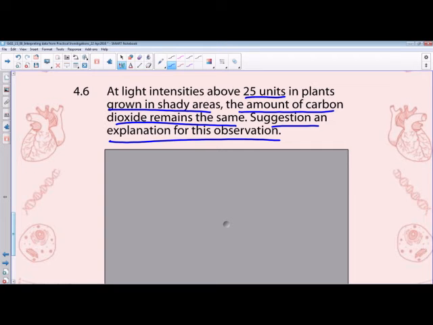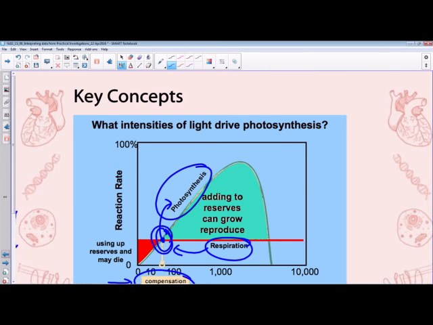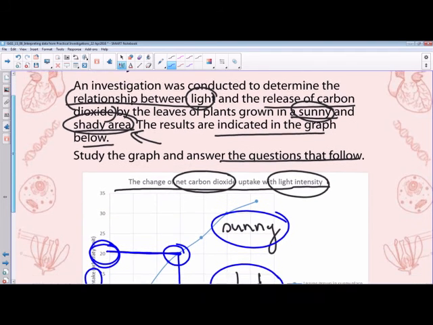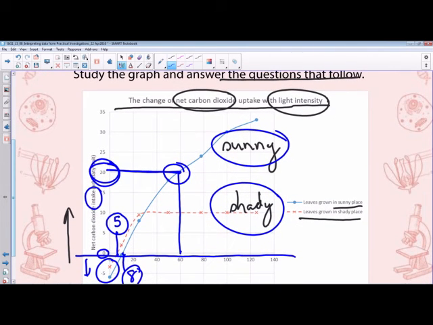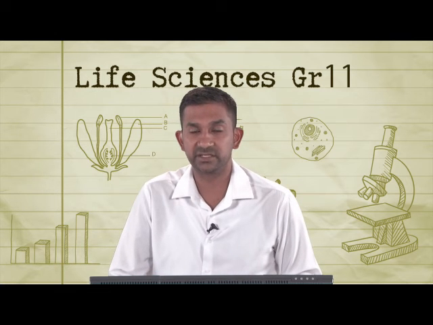So I'm going to go back to the question again and then to the graph. At what light intensity above 25 units in plants grown in shady areas does the amount of carbon dioxide remain the same? Suggest an explanation for this. I'm going to give you a minute to work through this question. So guys, we're going to have a 1 minute break. In that time I'm going to flash back to the question and the graph so that you can answer this question correctly.